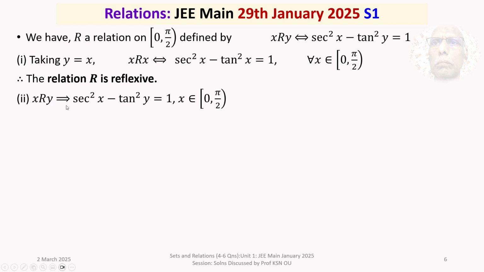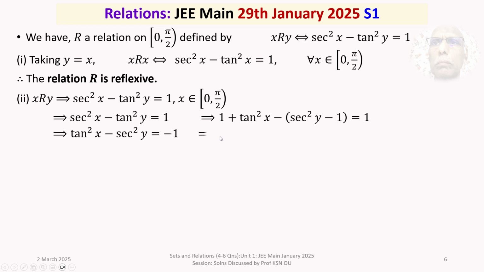X related to y implies, by definition, secant square x minus tan square y is equal to 1 for all x belongs to the semi-closed interval 0 to pi by 2. This implies secant square x minus tan square y is equal to 1. That will imply, for secant square x we have written 1 plus tan square x minus, for tan square y we have written secant square y minus 1 in brackets. Right. Now simplifying, 1 cancels and you get tan square x minus secant square y is equal to minus 1.